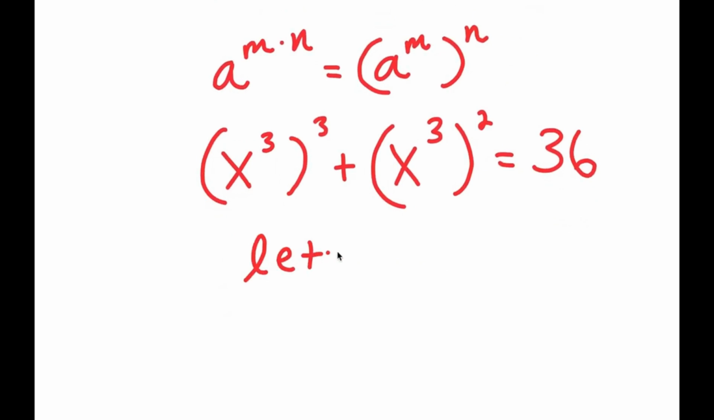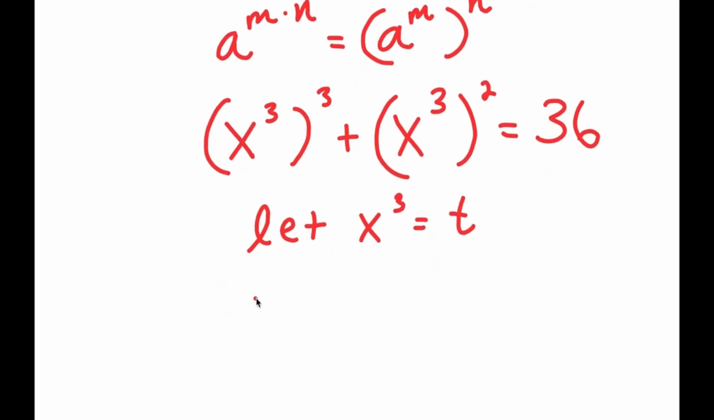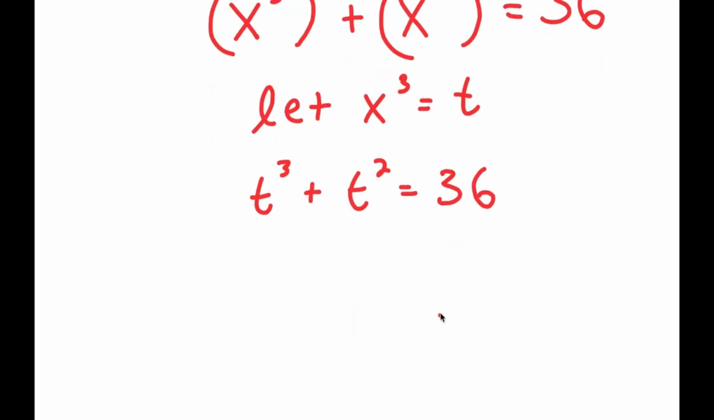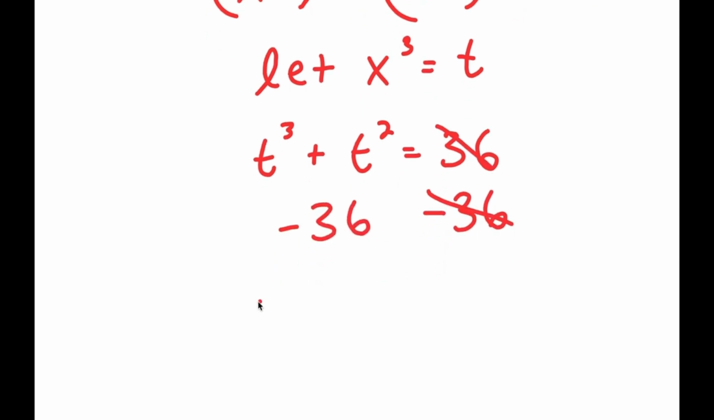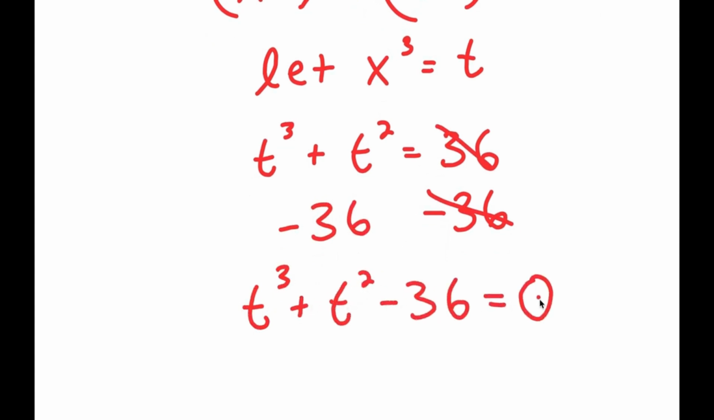Now I'm going to let x to the power of 3 equal the variable t. So I get t to the power of 3 plus t squared is equal to 36. And now if I subtract 36 on both sides, I get t to the power of 3 plus t squared minus 36 is equal to 0.